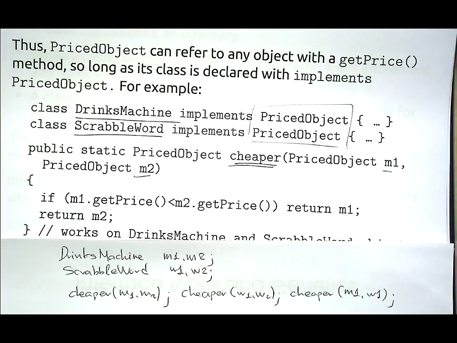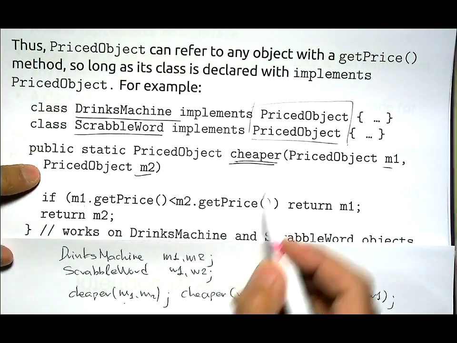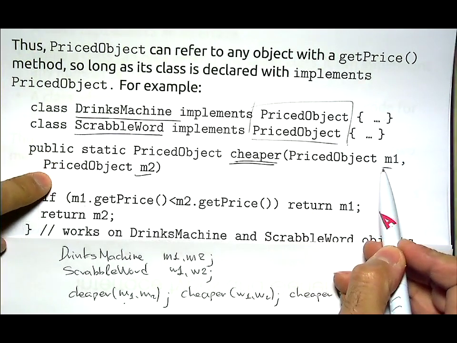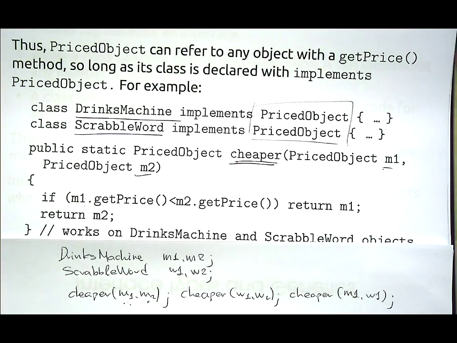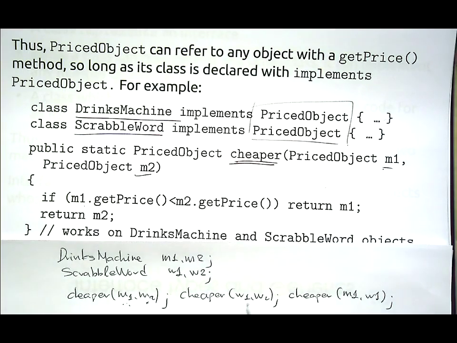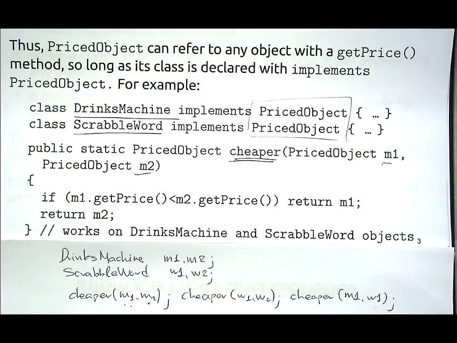So why would this type check here? Because the method cheaper expects priced objects m1 and m2. If you give it DrinksMachine objects as inputs, since DrinksMachine is a subtype of PricedObject, this is okay. You can do that. You can pass an object of a subtype where a type is expected. And the same for w1 and w2, and the same for m1 and w1. So we can see that using interfaces we can write generic code.